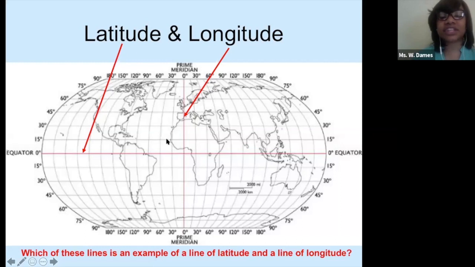When these lines intersect, the latitudes and the longitudes, this is where you get the geographical grid over the earth. And this geographical grid is what we use to identify or pinpoint locations. This is how you get your GPS.